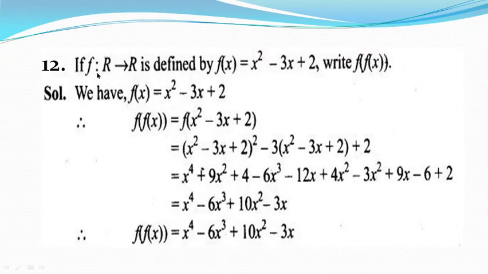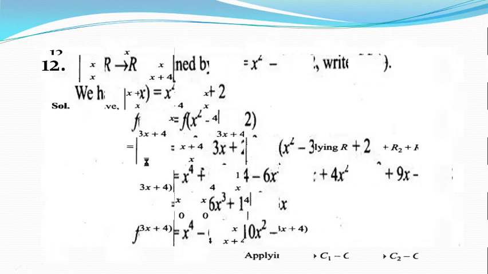Question number 12. Here the function is defined from R to R and f(x) is given. Find f of f(x). Again composition of two functions. So for f of f(x), first of all write the value of f(x) and then again treat this thing as x. And what is the function? x square. It means this whole thing square minus 3 into this plus 2. Open it and solve and get the answer.